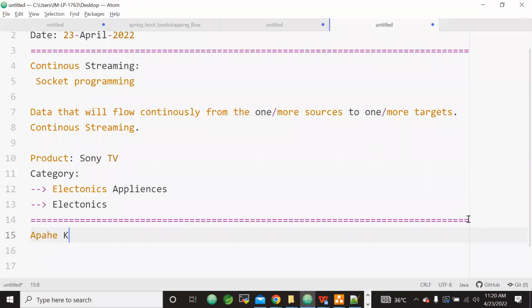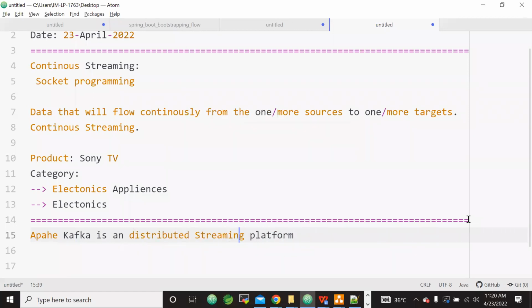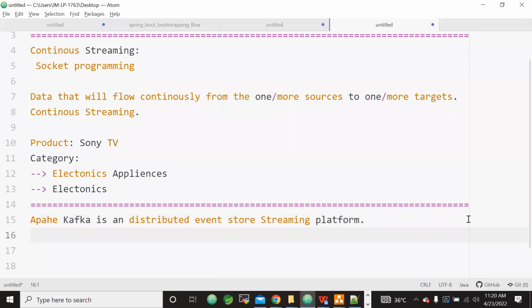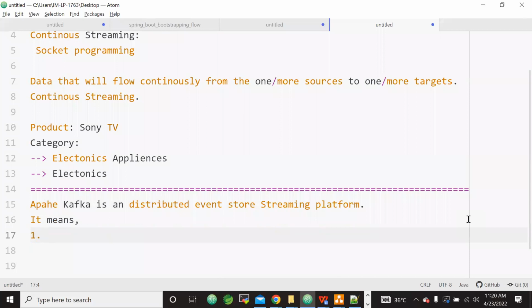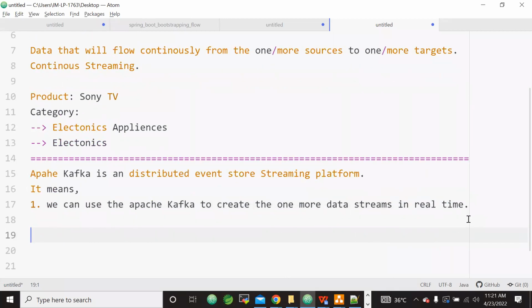So Apache Kafka is a distributed event store streaming platform as per the official documentation, right? What does it mean? We need to understand its meaning. It means, number one, we can use Apache Kafka to create one or more data streams in real time. Here, real time doesn't mean your work or something.